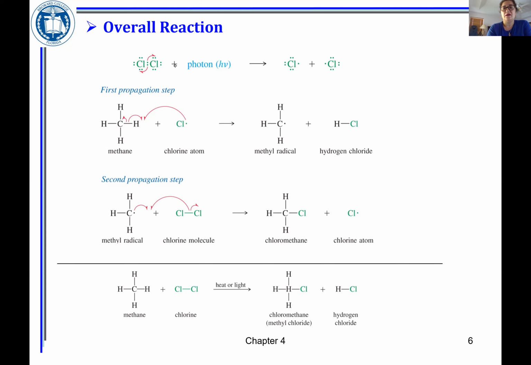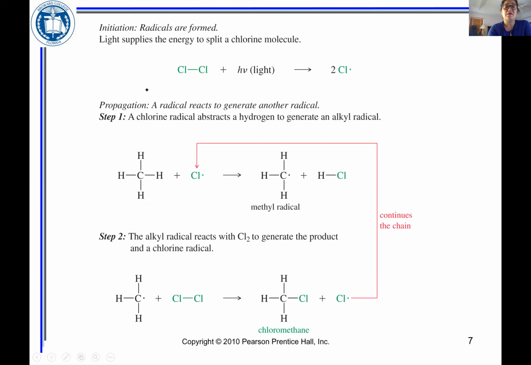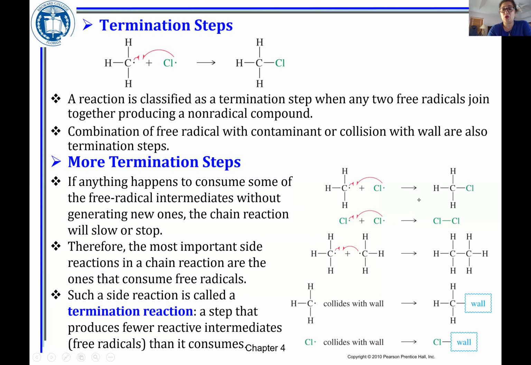If you follow the same trend, for initiation you have no free radical, and you end up with two free radicals. For propagation, you get one free radical consumed, one free radical produced, and you have two steps for propagation. When it comes to the termination step, you start with two free radicals, and you end up with no free radical. Okay, that would be the termination step.